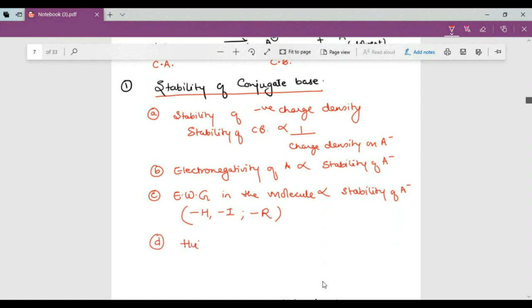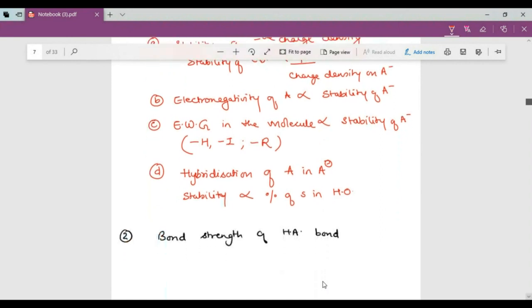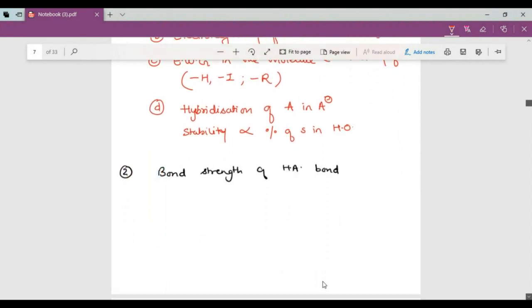Hybridization. Hybridization of A in A minus. Stability will certainly be directly proportional to percentage of s in hybrid orbitals. So, if this negative charge were on sp, it would be better than sp2, then comes sp3. Point number 2 is bond strength of HA.